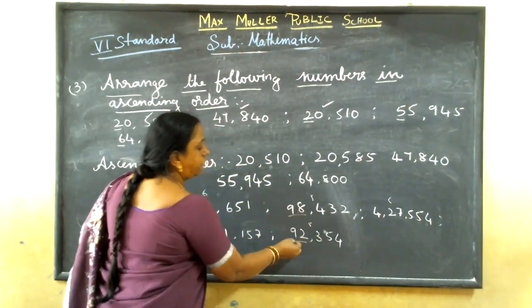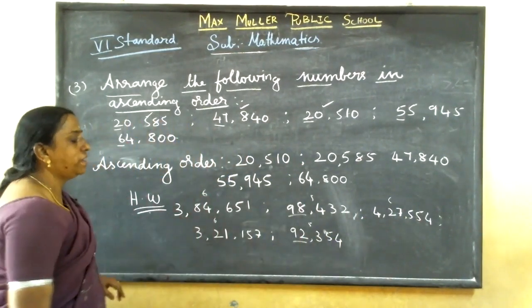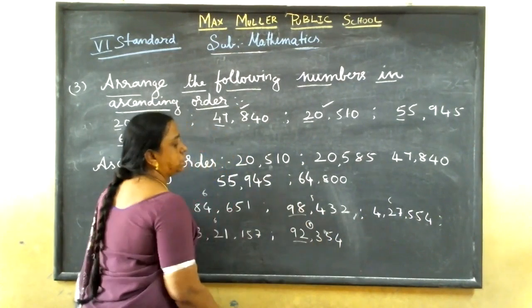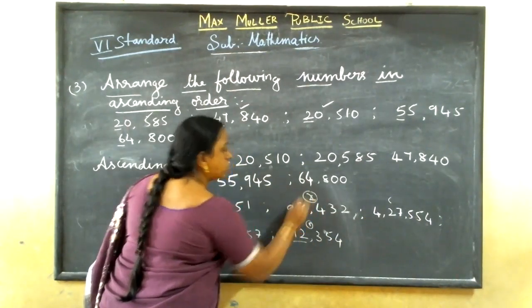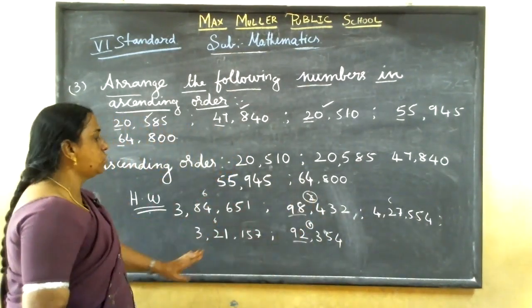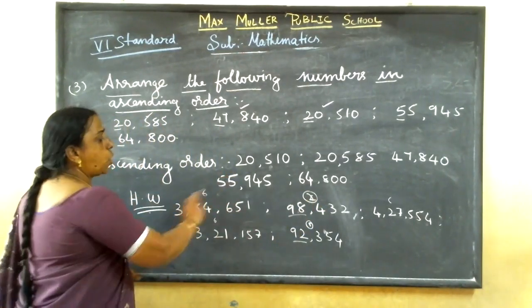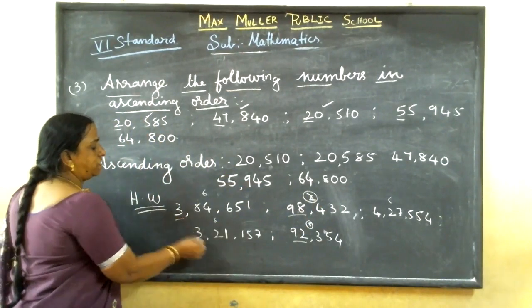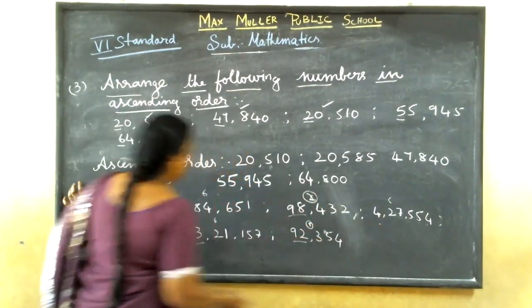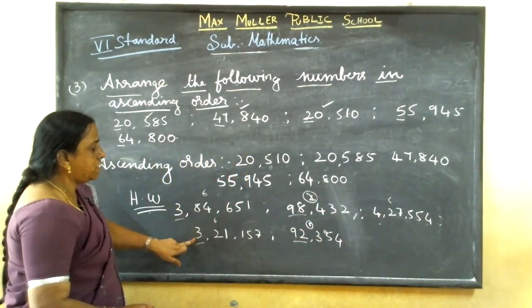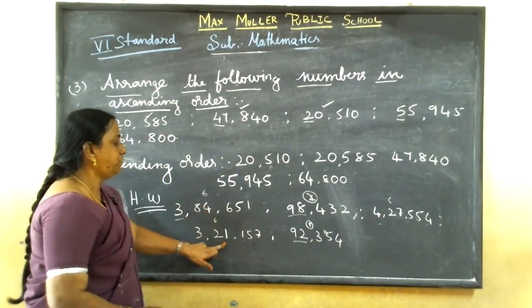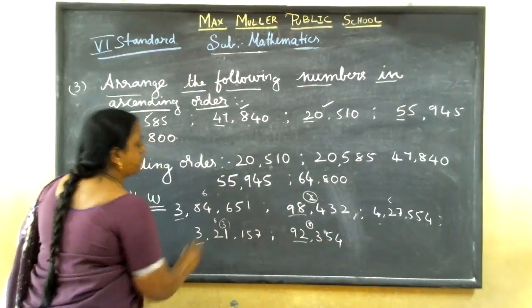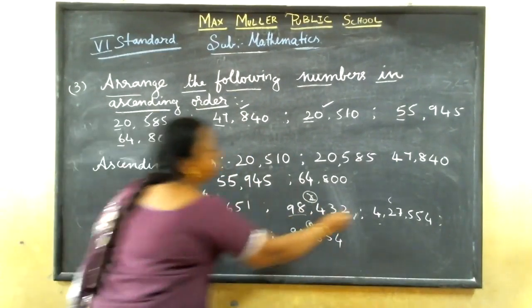So 98, 92. Which comes first, 98,000 or 92,000? So this one comes first, 92,000. Then again 98,000. Now two numbers over, remaining only 3. So all 6-digit numbers. So highest place you compare 3, 3, 4. So among these two, which is greater? 3, 3 equal, 84,000, 24,000. Which is small? 84,000. So third number, this should come. Then fourth one to this, fifth one to this.